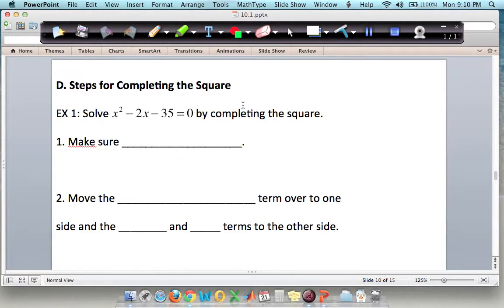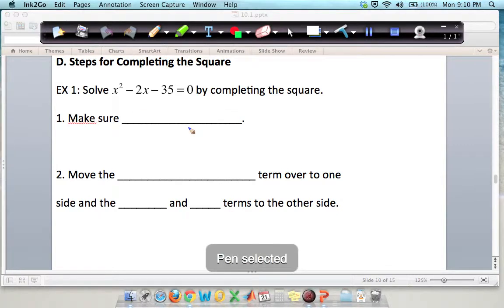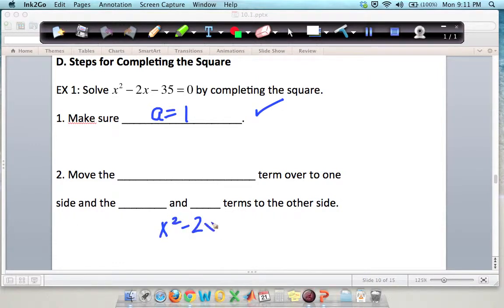Okay, so first of all, I had an example here, and I'm going to solve it underneath each one of these steps. So we have x squared minus 2x minus 35 equals 0. It said make sure a equals 1, which it does, so we're fine. We don't need to do that, so I can write that here if we want. So a equals 1.